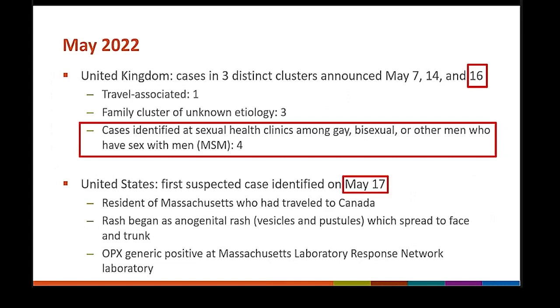So the very next day, on May 17th, is when the United States public health authorities were first notified of a suspected case in Massachusetts. That is a resident in Massachusetts who had traveled to Canada, where we had heard that there were also cases occurring. The rash began as an anogenital rash with vesicles and pustules, which spread to the face and trunk. Testing was done at the Laboratory Response Network Laboratory in Massachusetts, and that was positive for non-variola orthopoxvirus through the OPX generic positive test.